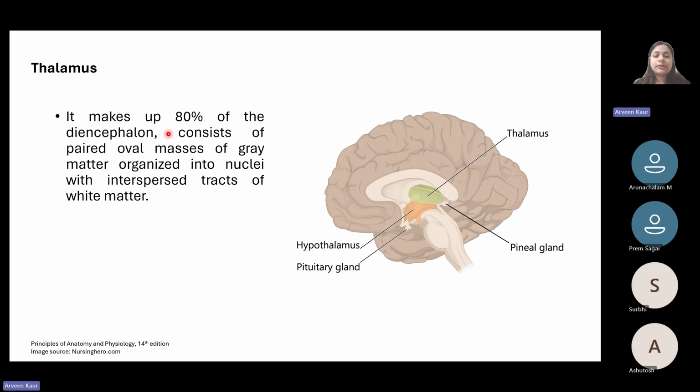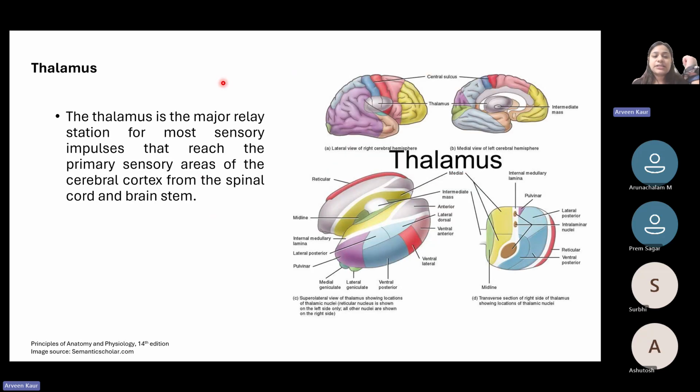Thalamus makes up about 80% of the diencephalon and consists of paired oval masses of gray matter organized into nuclei with interspersed tracts of white matter. The thalamus is major relay station for most sensory impulses that reach the primary sensory areas of the cerebral cortex from the spinal cord and the brainstem. This is very, very crucial, right?